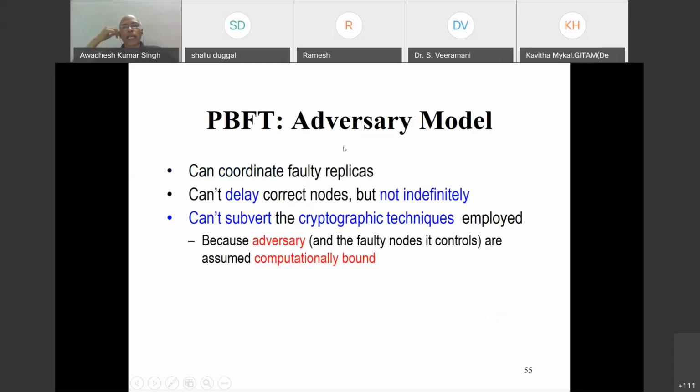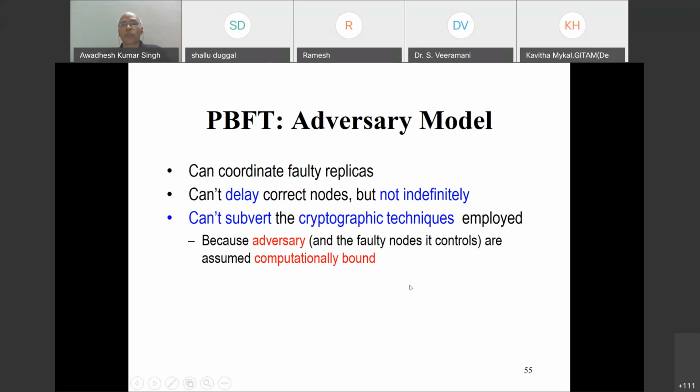Okay. Now the adversary model. How will the traitor or the adversary behave, the faulty node, what can it do, what damage can it do? It can coordinate faulty replicas. It can capture two or three replicas and try to manipulate them. Number two, it can delay correct nodes, but not indefinitely. Delay means excessively slow, like some network or line has become excessively slow. But of course, it is bounded. It cannot subvert, as we have already seen that cryptographic methods have been used.